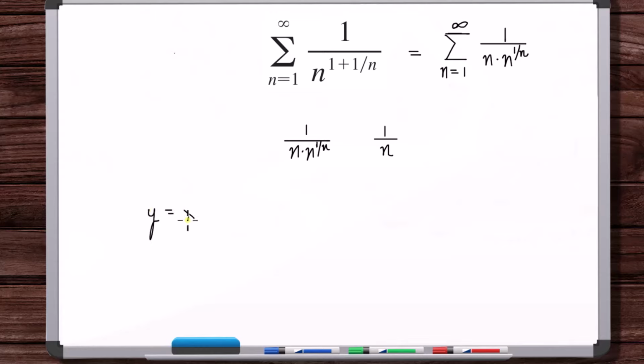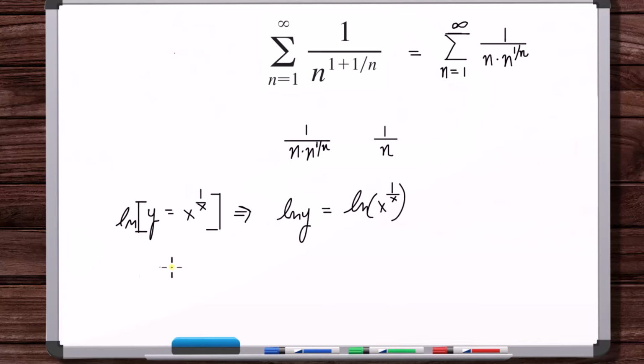y is equal to x to the 1 over x. Take the natural log of both sides. So natural log of y is equal to the natural log of x to the 1 over x. So natural log of y is equal to 1 over x, natural log of x. So now take the derivative of the entire equation with respect to x.